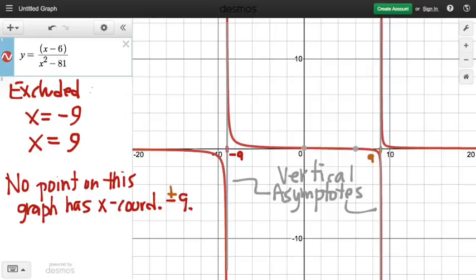So the reason that vertical asymptotes exist for this equation, y equals x minus 6 over x squared minus 81, is because at those x values, that expression fails to exist at all. And so there's no point on this graph that has an x-coordinate of plus or minus 9 and has a y-coordinate which is actually a number. And so we see this bizarre behavior. Our graphs are breaking at that point.